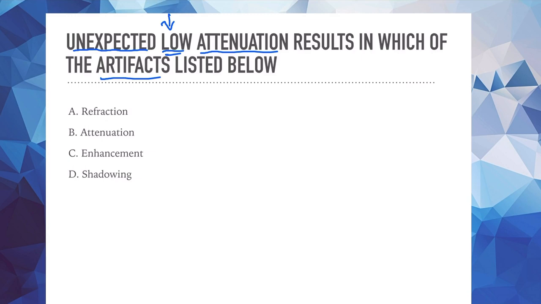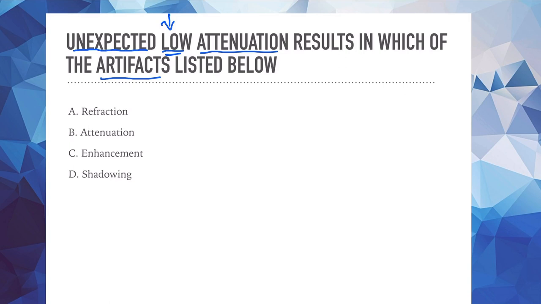So if we had high attenuation, that's what we end up with, because there's lots of attenuation. We're looking for no attenuation or low attenuation. So we already talked about refraction. Refraction is the beam going off to some other place. So that's causing attenuation. With the beam going off somewhere we don't want, that's going to be attenuation. And then B is just attenuation. Well, attenuation is attenuation, so we can't be there.